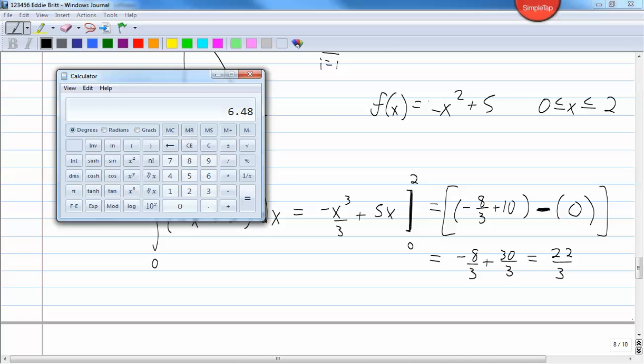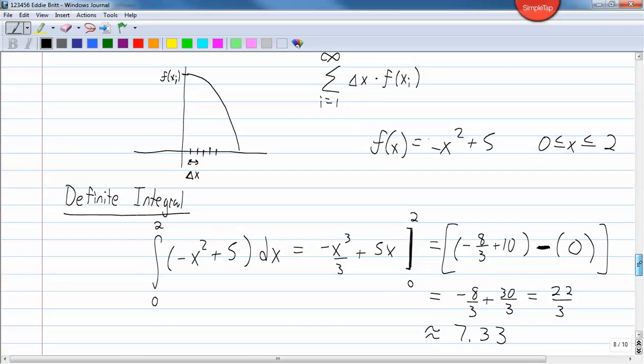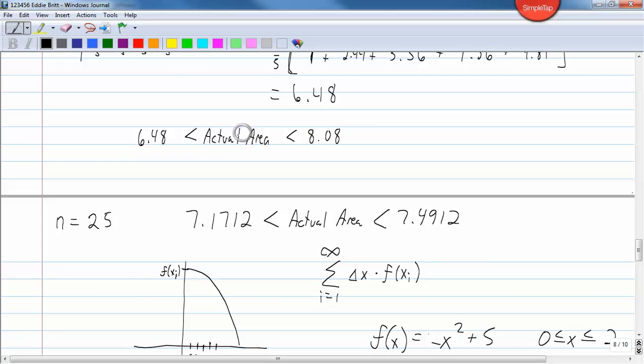So that would be 22/3. If I punch in my calculator to get a decimal just to see, 22 divided by 3, 7.3 repeating, or 7 1/3. So it's about 7.33. Well, what were we getting earlier? Let's go back and look. Our actual area, 7.33. It fits both of them, 7.33. That's the actual 7 1/3.